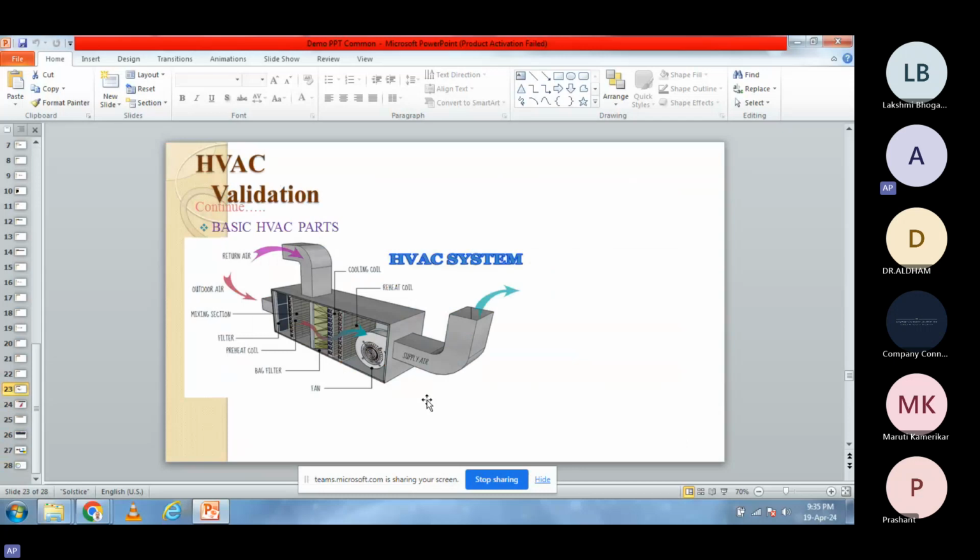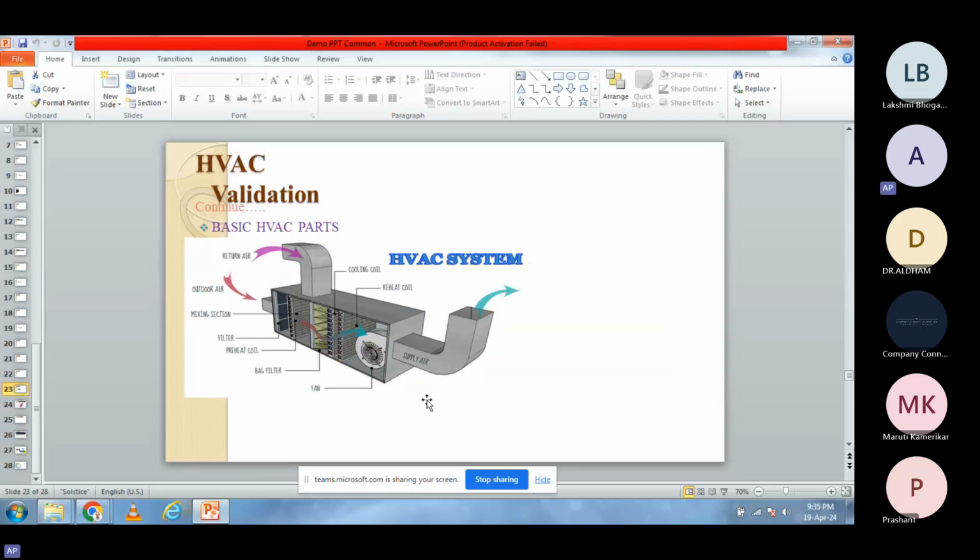So this is all about pharmaceutical validations. When we go into the further classes, we will deal with each of the aspects of pharmaceutical validation in detail, like HVAC validation, process validation, equipment qualification. There are multiple branches of pharmaceutical validation, which will be discussed in the further classes.